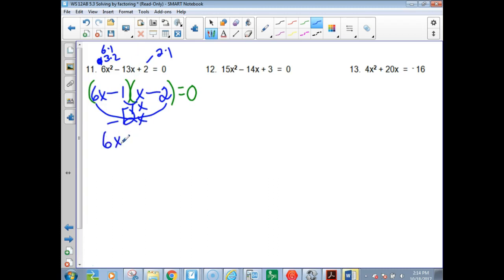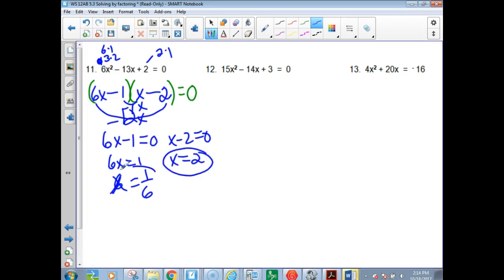So now we set these to 0 and solve. So we get 1/6. And for the other, 2. Pretty slick. All right, number 12, a little more complicated factoring.